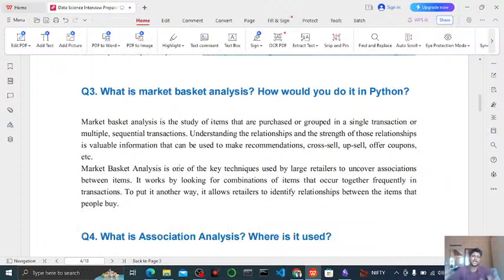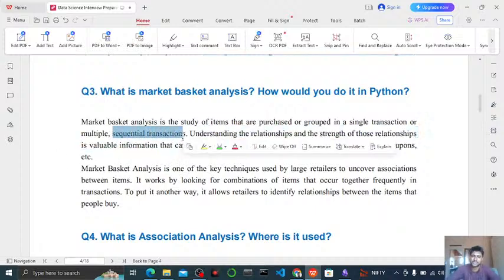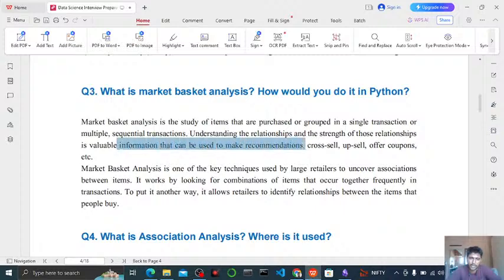So then they may ask, what is market basket analysis? How would you do it in Python? Market basket analysis is a study of items that are purchased, grouped together in a single transaction or multiple sequential transactions. Understanding the relationship and the strength of those relationships is valuable information that can be used to make recommendations, cross-sell, upsell, and offer coupons, etc.